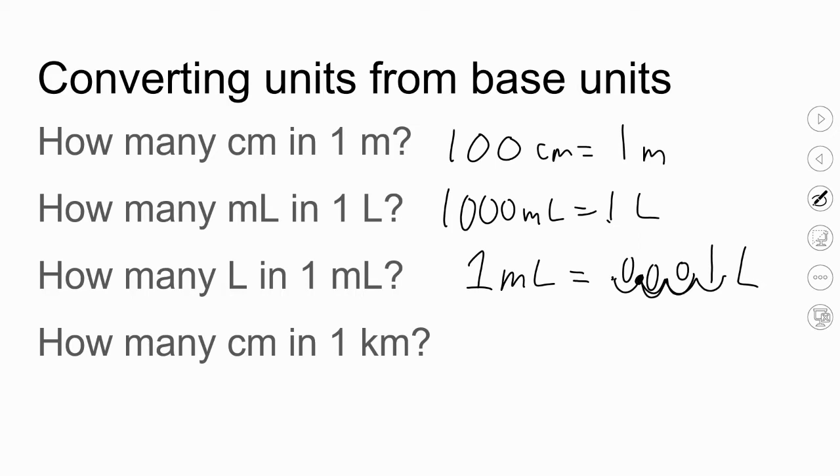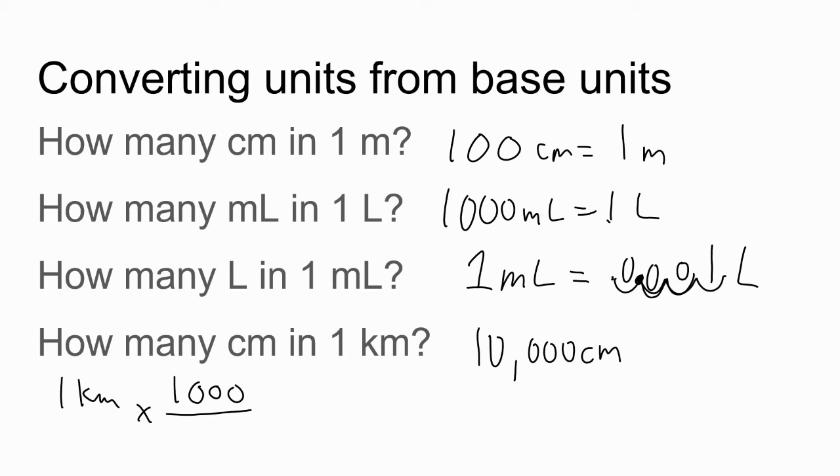All right, how many centimeters are in a kilometer? How do we do that one? Okay, how do we get there? You're saying 10,000. Okay, so 1 kilometer. So you're saying multiply by 1,000. So for every 1,000 meters, there's 1 kilometer. Do you agree with that?